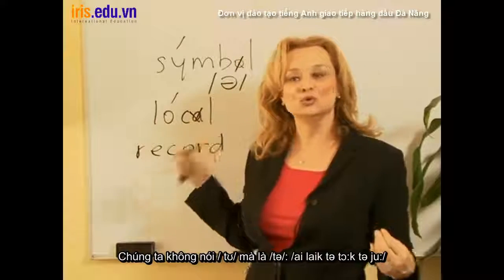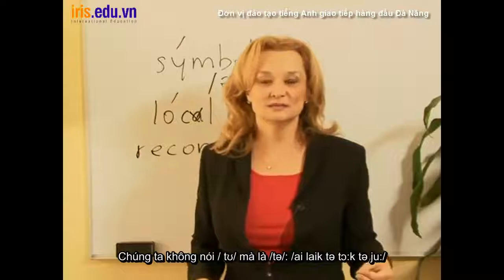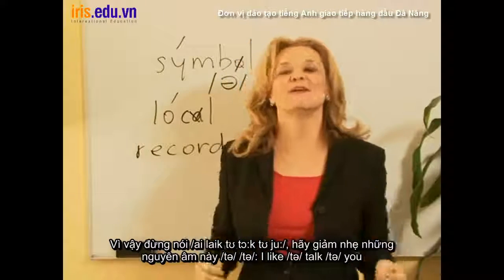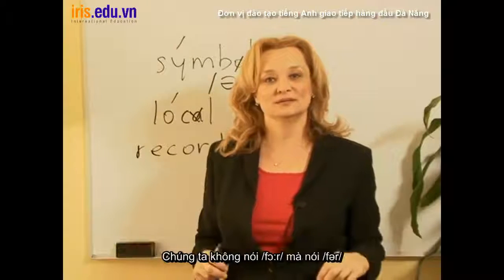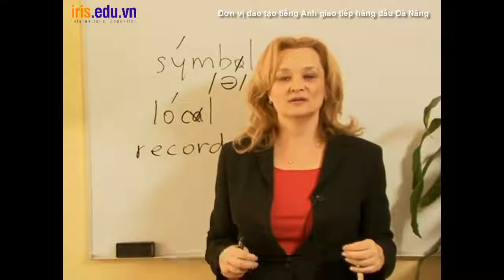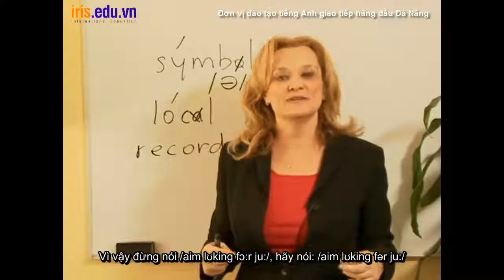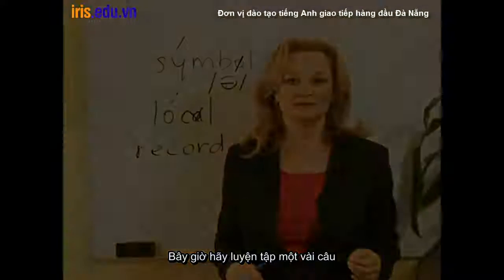We don't say to, we say t. I'd like to talk to you. So don't say I'd like to talk to you. Reduce that vowel and say t, t. I'd like to talk to you. We don't say for, we say fr. So don't say I'm looking for you. Say I'm looking for you. For. Let's practice some sentences now.